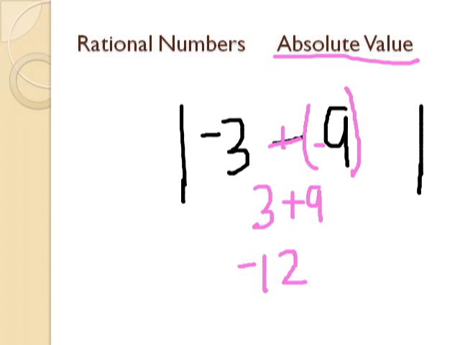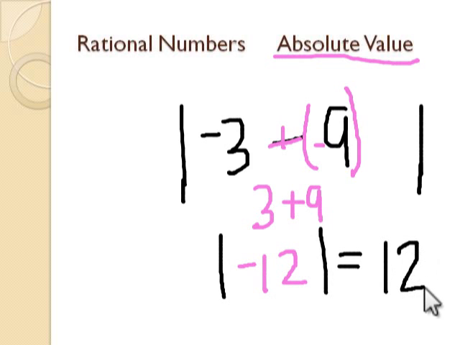And I still have those absolute value signs there because I take the absolute value at the end of the problem. So now that I have a number inside of there, all I have to do is take the absolute value, and the absolute value of negative 12 is positive 12. Okay?